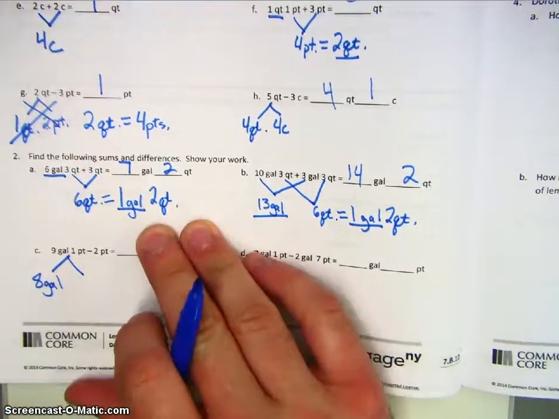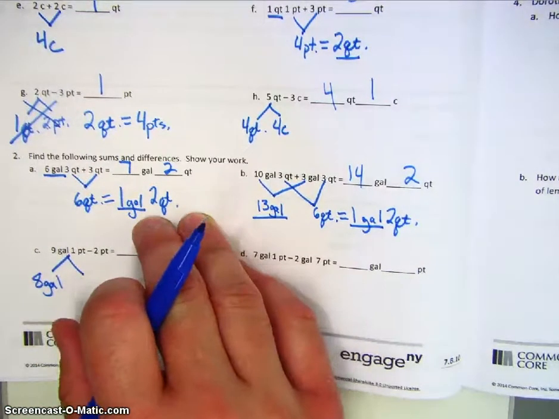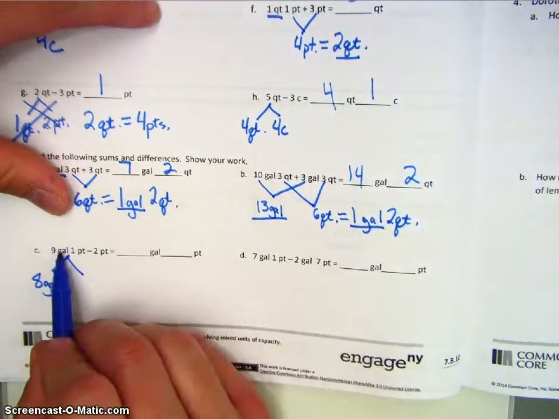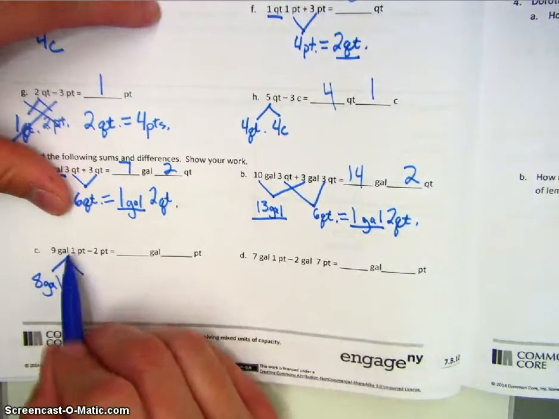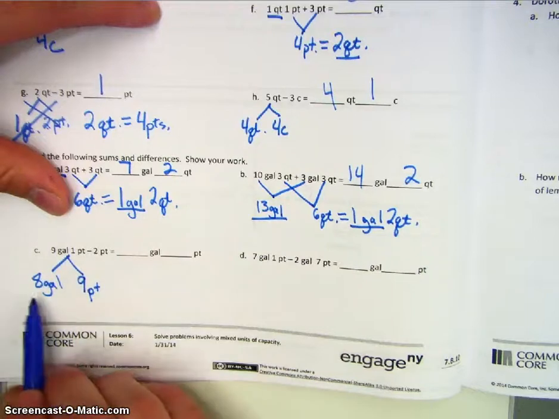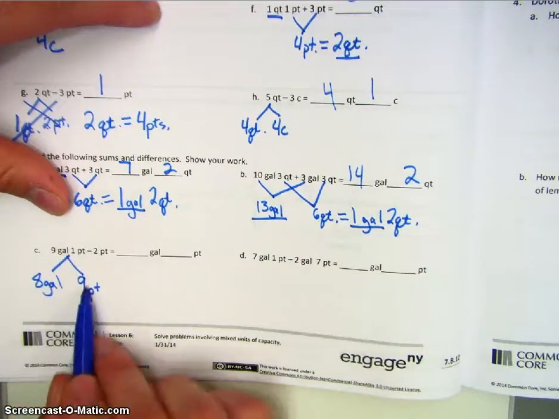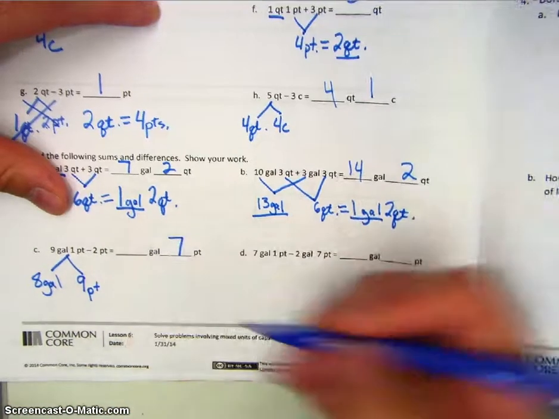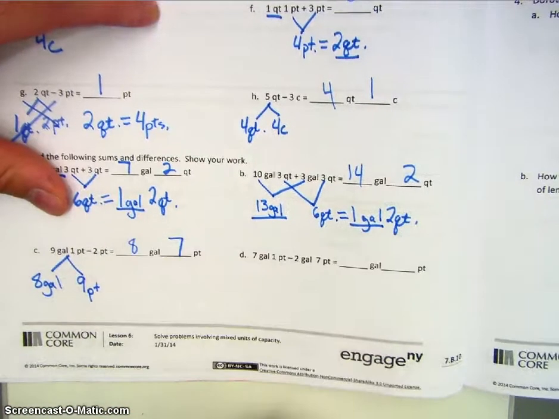Now, I know that 1 gallon contains 8 pints. So we're going to take 8 pints from our gallon plus the 1 that we have right here. So that gives us 9 pints. So now I have 8 gallons and 9 pints minus 2 pints. So 9 minus 2 is 7. And then we have 8 gallons left.